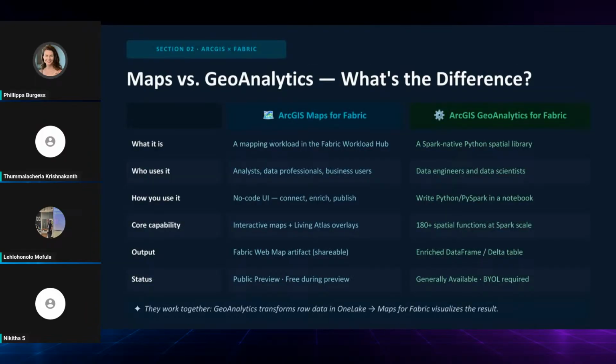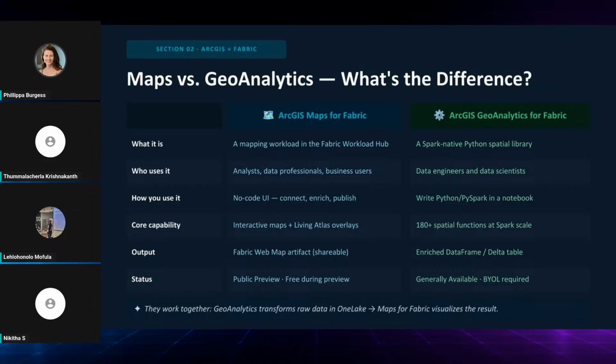And so, just a real quick recap. We'll look at these separately in a moment, but before we do, let's understand the difference between the Maps and the GeoAnalytics. The ArcGIS Maps for Fabric is going to be a mapping workload in the Fabric Workload Hub. Who uses it? Analysts, data professionals, business users.